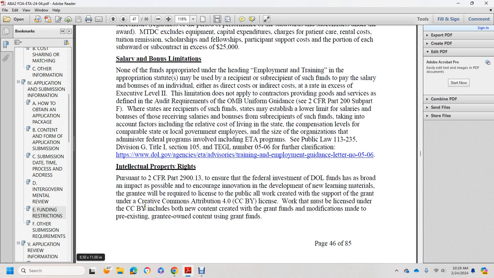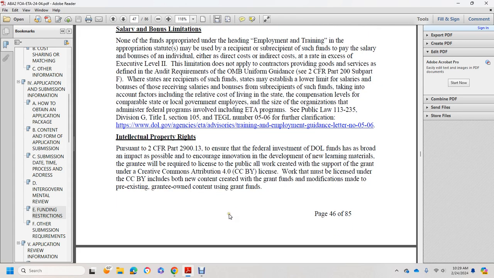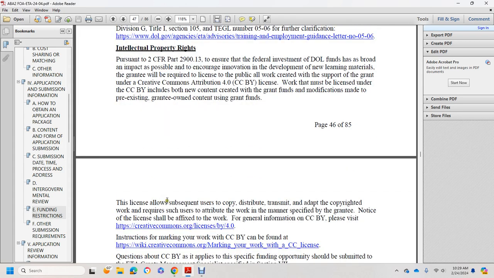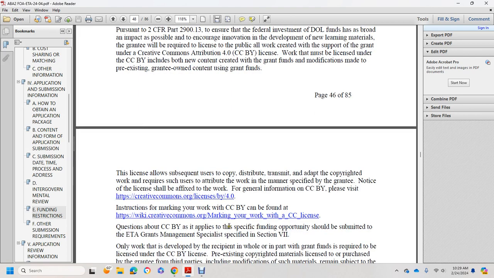The Creative Commons Attribution license includes both new content created with grant funds and modifications made to pre-existing grant-owned content using grant funds. The license allows subsequent users of the copyrighted work to distribute, transmit, and adapt it, and requires such users to attribute the work in the manner specified by the grantor. Notice of the license should be affixed to the work. For general information on the Creative Commons Attribution license, please visit Creative Commons Licenses BY 4.0.